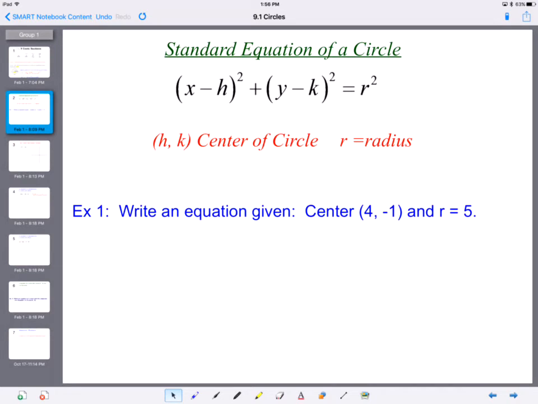Alright, let's take a look at example number one. All I want to do is write an equation given a center and a radius. If you want to pause it for a second and go ahead and do that on your own, you can. All we're going to do is take this information and use the standard equation of a circle.